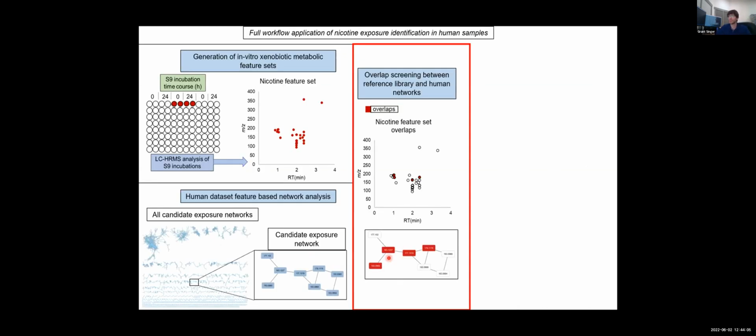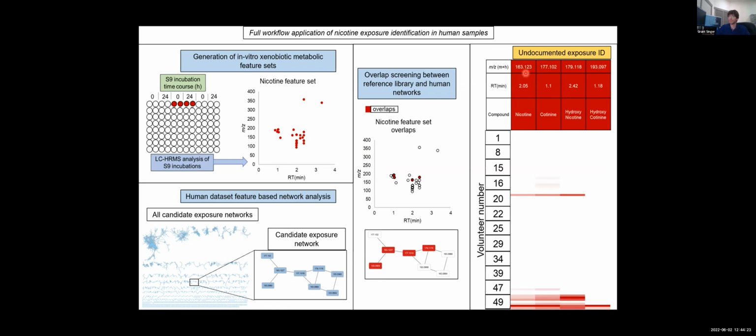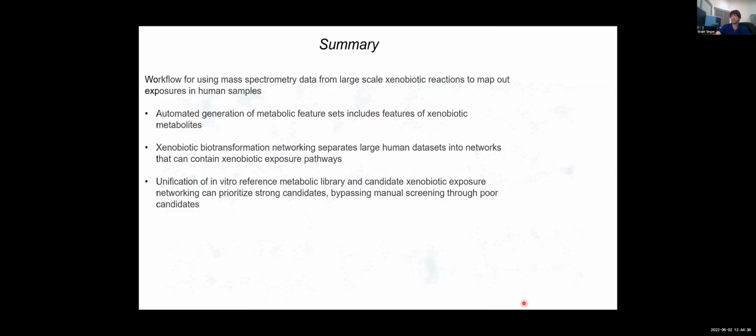Here's that in action with the nicotine example. Here's the feature set. And here is an example network. And here are the 4 overlapping features that we found between the 2 of them. This indicates a likely exposure. And when we actually look at these features, we can see that MZs correspond with nicotine and its metabolites. And we can actually identify the exposures themselves within the population by looking at these feature intensities in a few slices among the cohort.